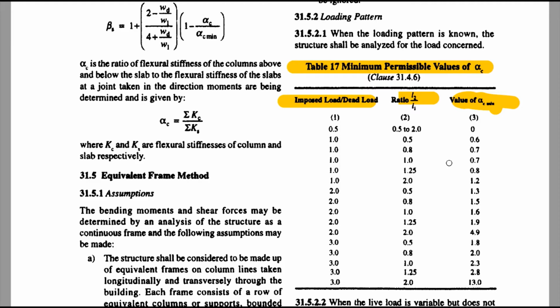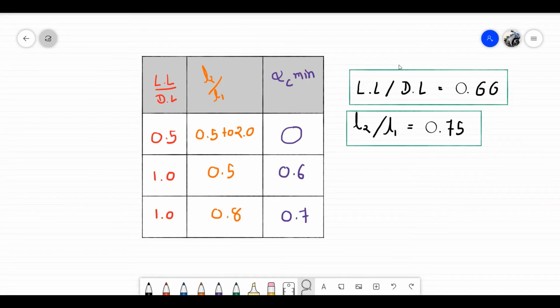If there is a difference between the calculated and minimum value required, we have to make a correction between negative bending moment and positive bending moment. First, the imposed and dead load ratio is 0.5, which is fixed. The ratio of L2 by L1 is 0.5 to 1. So let's check. We require L2 and L1. You can see there is a chart, table number 17.